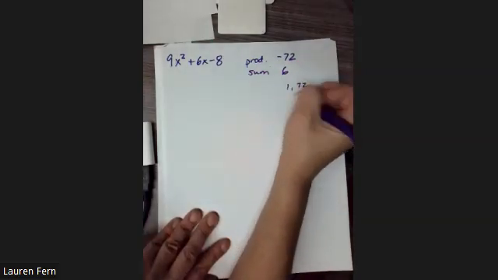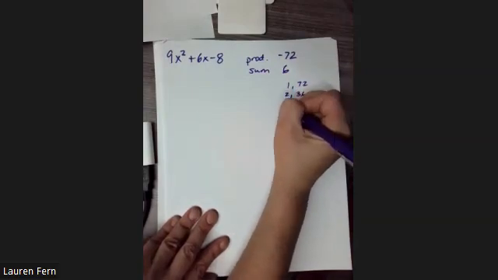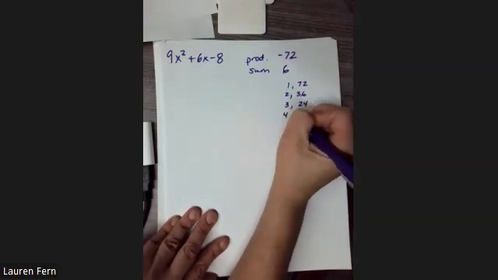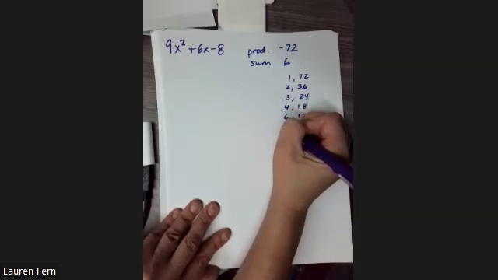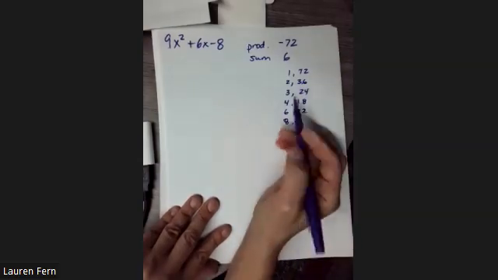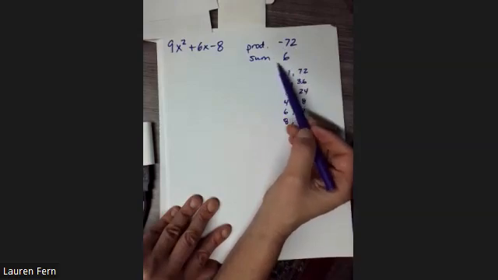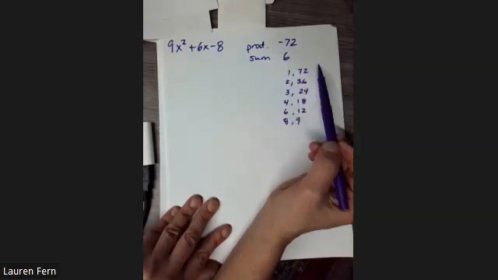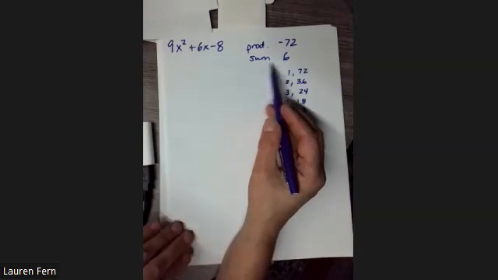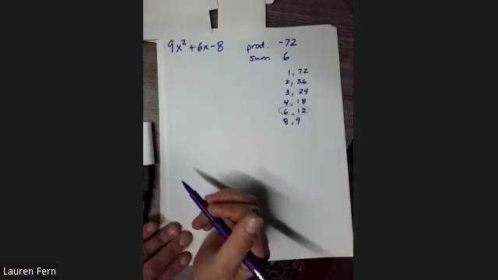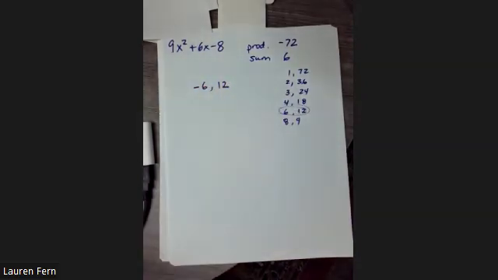Lots of numbers multiply up to 72. We've got 1 and 72, 2 and 36, 3 and 24, 4 and 18. Yikes, huh? 6 and 12, and 8 and 9. Notice one has to be positive and one has to be negative, and they can't differ by very much, right? So which pair of numbers, where one's positive and one's negative, essentially differ by 6? And I claim it's 6 and 12. And notice since my sum is positive, it's a -6 and a positive 12.